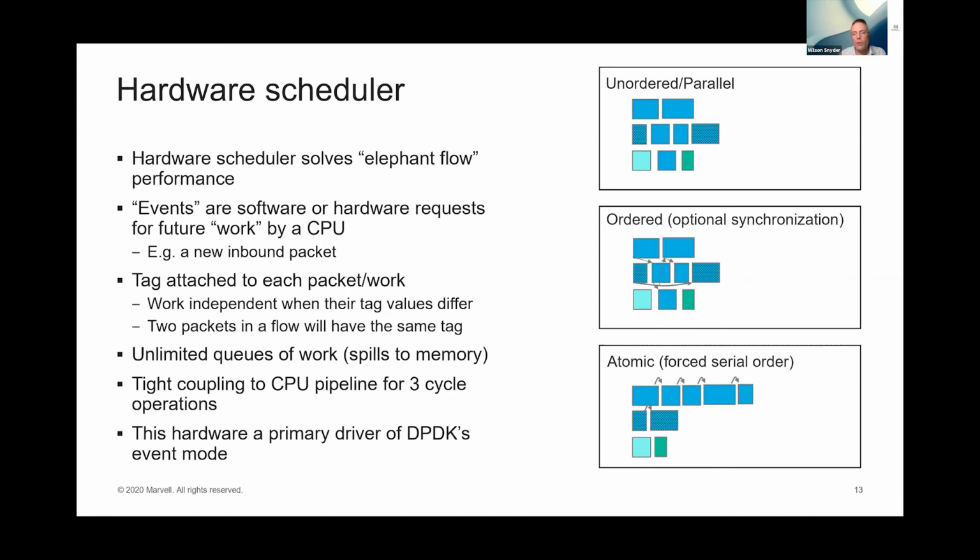Finally, we have what's called atomic, which is a case where a given flow can only execute on a given CPU, so it cannot be executed by multiple CPUs in parallel. And again, we have special support in our architecture, and also even all the way down to the CPUs. Some of the interactions with this block actually are only 3-cycle operations, so it's extremely fast to interact with this hardware.